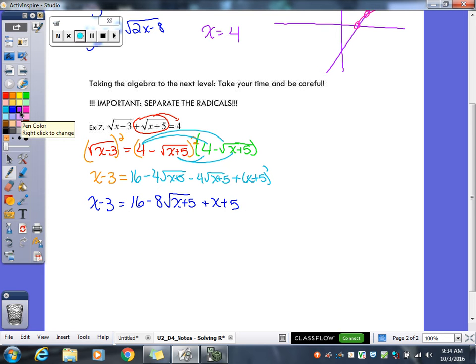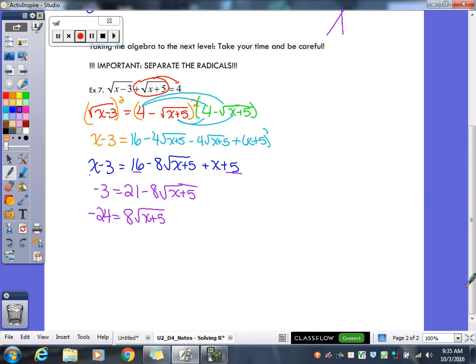So I want to get my x's together, so I'm going to subtract this x over, but in doing so, it actually cancels on both sides. And then when I combine my 16 and my 5, I get a 21. So then I'm going to subtract my 21 over, and I get a negative 24 equals 8 radical x plus 5. And a lot of times I get kids at this point who ask me, well, why can't I divide by 8? Right here you could. You could divide by 8, and you would get negative 3 equals the square root of x plus 5.